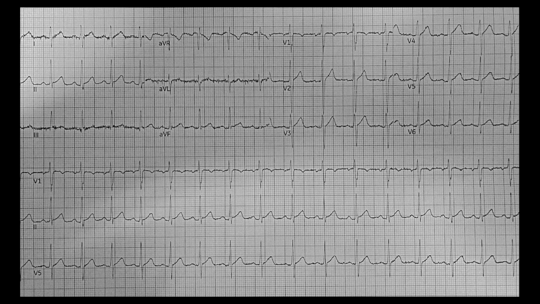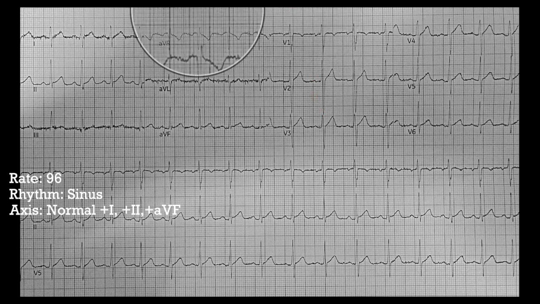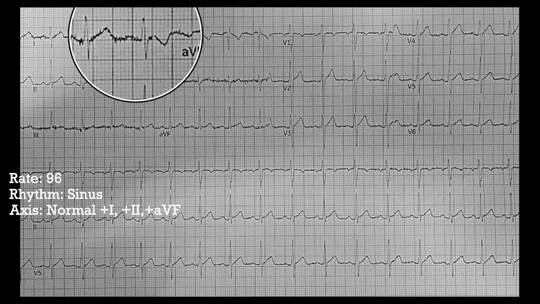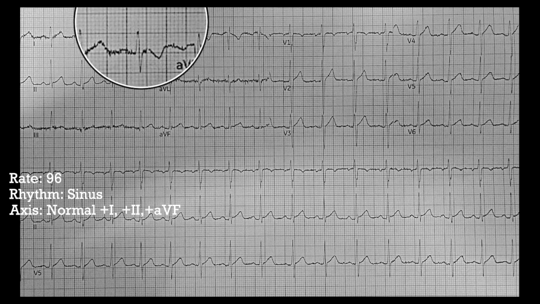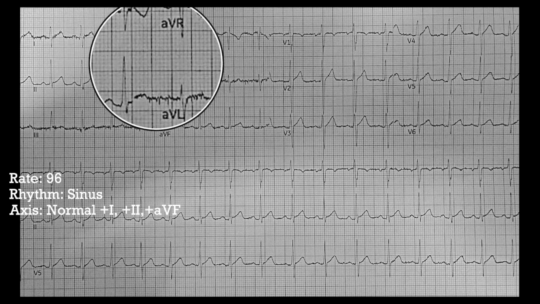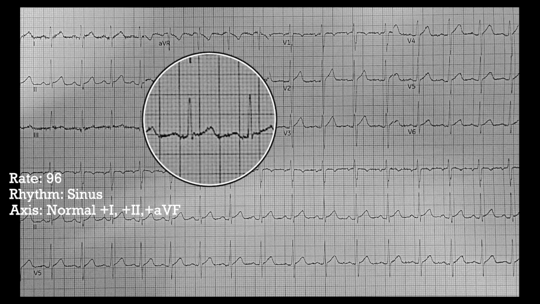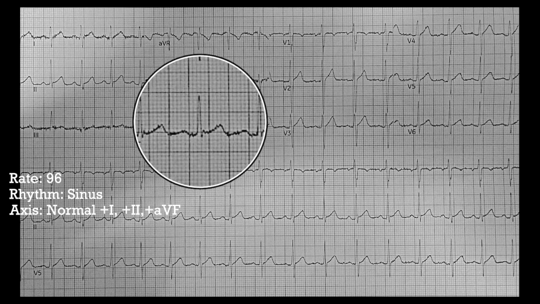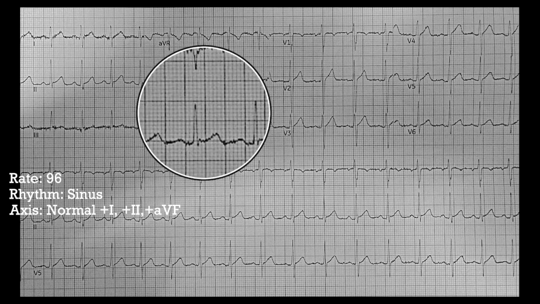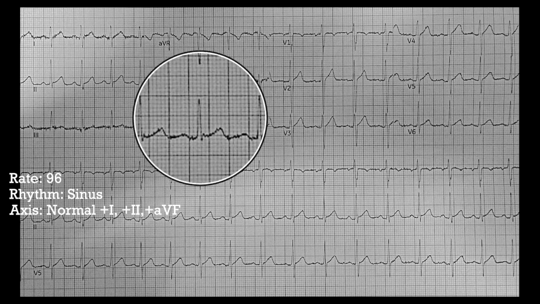So going back again, rate 96. Rhythm, we said, was sinus. Axis, we look here and we see that it is mostly positive, or at least maybe isoelectric, meaning it sort of splits lead 1, but we'll say it's, for the sake of argument, mostly positive, mostly above that line in lead 1. If we look at lead AVF, so we already know it's got to be towards the right side of that circle. We're positive in lead AVF, so it's got to be on the bottom half of that circle.